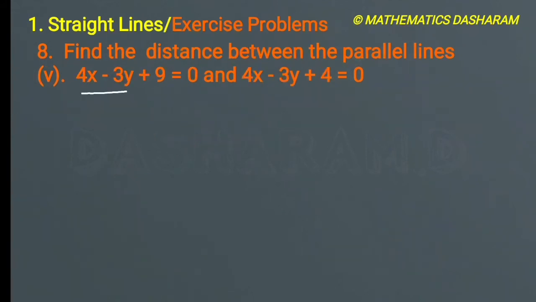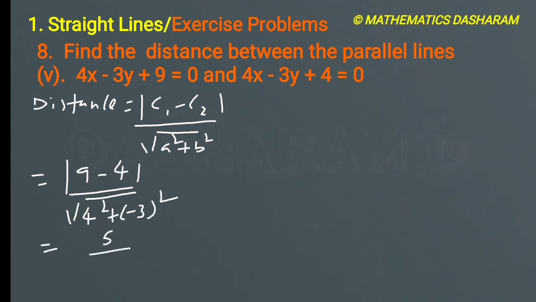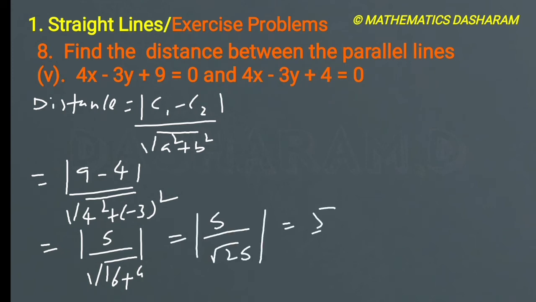Fifth problem: 4x minus 3y plus 9 equals 0 and 4x minus 3y plus 4 equals 0. So the distance between the parallel lines formula is mod C1, 9, and C2, 4, divided by under root a square plus b square. So 4 square plus minus 3 whole square. 9 minus 4 is 5, and 4 square is 16, 3 square is 9. So it is equal to 5 divided by under root 25. So 5 divided by 5 is 1.